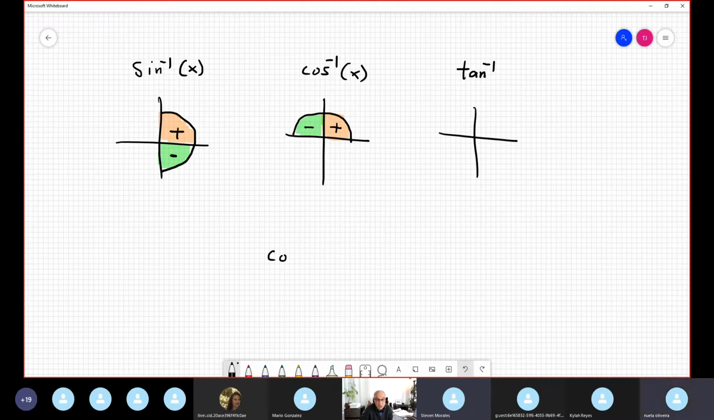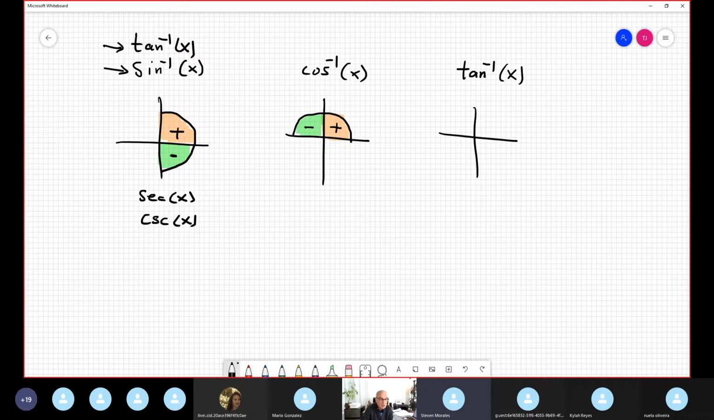What about tangent, guys? Tangent inverse. Okay, super. Fortunately, tangent and sine are the same. It's the same agreement. Not necessary to write another. And secant is the same, and cosecant. Entonces sine, tangent, secant and cosecant.